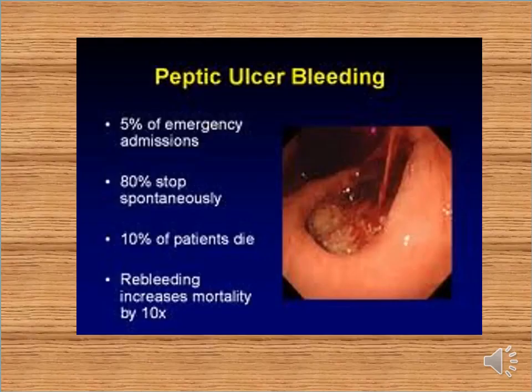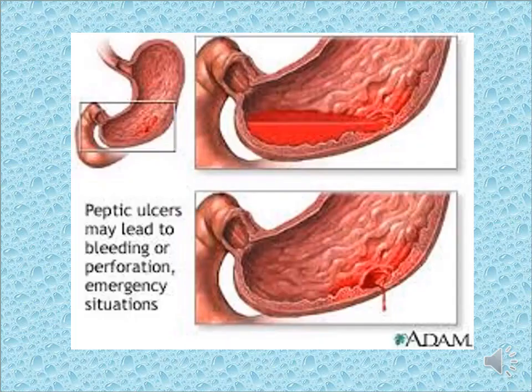Hemorrhage of peptic ulcer accounts for 5% of emergency hospital admissions due to severe hemorrhage. 80% stop spontaneously, but 10% of patients die due to severe hemorrhage that cannot be stopped, and rebleeding increases mortality by 10%. That is the death due to hemorrhage.